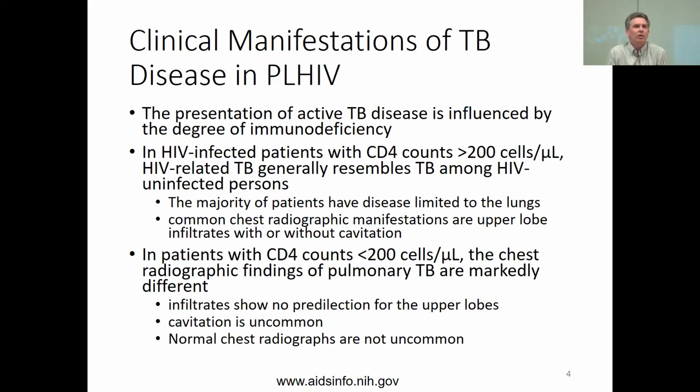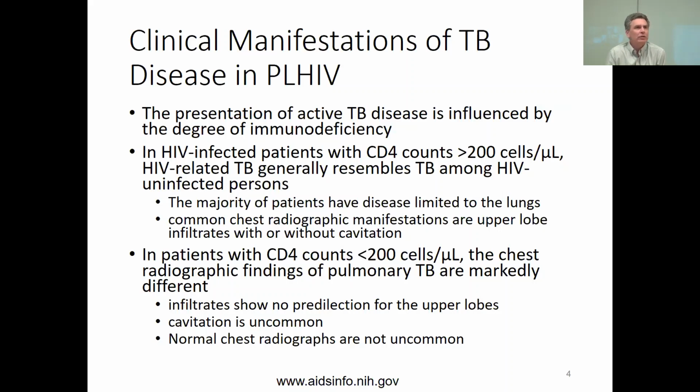So the first thing to know about TB and people living with HIV is that its clinical presentation is very much influenced by the degree of immunodeficiency. For example, in HIV-infected patients who have CD4 counts over 200, so a little bit healthier, the TB generally resembles that which is seen among HIV uninfected persons. Majority of patients have disease limited to the lungs, and in the lungs, it's usually seen in the upper lobes, upper lobe infiltrates with or without cavitary lesions.